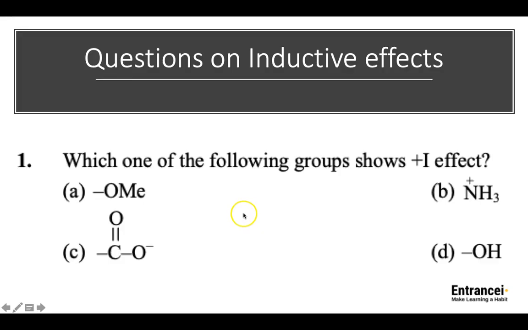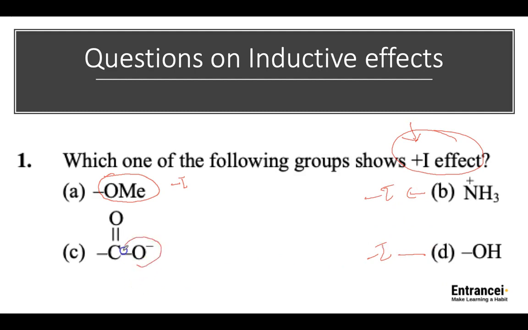Now let us see a few questions based on the inductive effect only. This is the first question: which of the following shows plus I effect? If you have understood all the theory which I have just discussed, you can see which group shows plus I effect. OMe, the methoxy group: oxygen is more electronegative, so it exhibits minus I effect. NH3 has the strongest minus I effect, and again oxygen shows minus I effect. But the O negative functional group exhibits plus I effect. So the correct answer will be C. You can stop the video and solve the question by yourself.